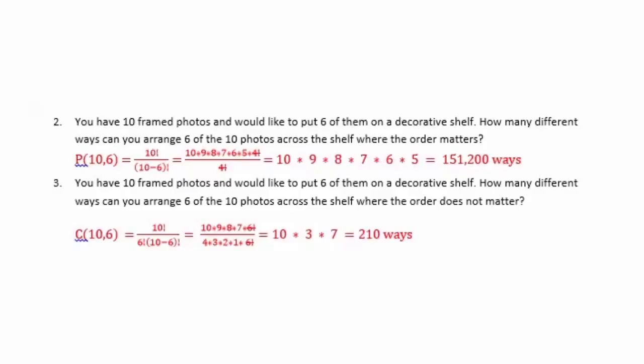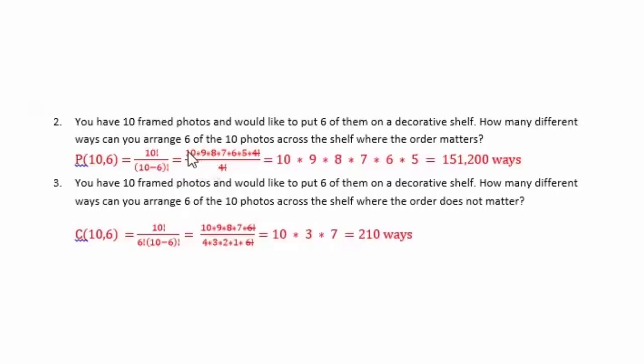So the placement of it actually matters, whereas in number 3, the order does not matter. So when you have a problem where order matters, then you're going to find a permutation. Okay, so we have 10 items, we're going to select 6. And then the formula for finding a permutation is going to be 10 factorial, or the first number factorial, all over the first minus the second in parentheses factorial. So 10 factorial over 4 factorial.